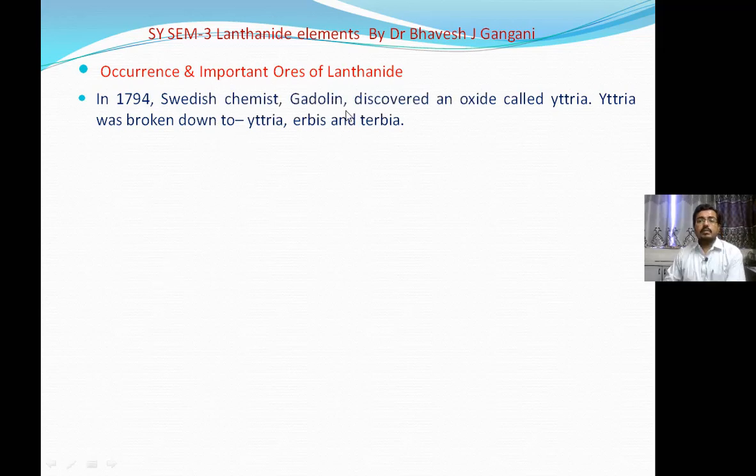Now, the Swedish chemist Gadolin was the first scientist who discovered an oxide. He gave the name Ytteria to the oxide. Then after Ytteria, he broke it down into three parts. So he got three different components: Ytterias, Erbias, and Terbias.